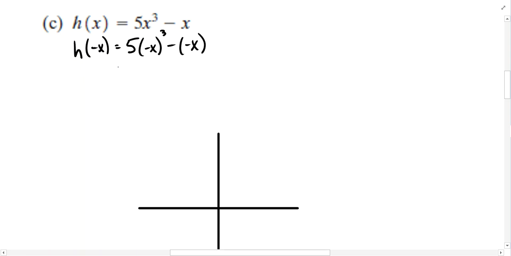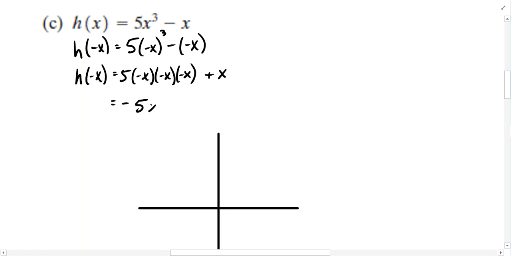So h of the opposite of x, so h of negative x, would be 5 times negative x times negative x times negative x. Again, I'm just doing this to really make this super clear as to what's happening. Now, if I had 3 negative x's multiplied in a row, a negative times another negative ends up being negative. And we have 5, so we have this negative that I'm going to push out front, the 5 that remains, and then an x cubed.